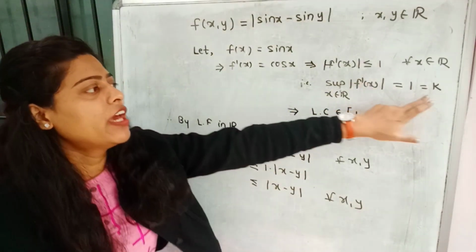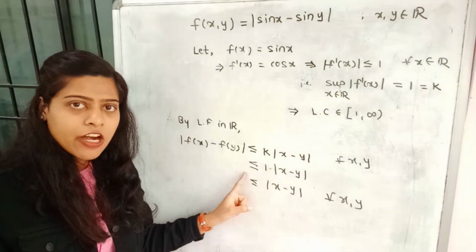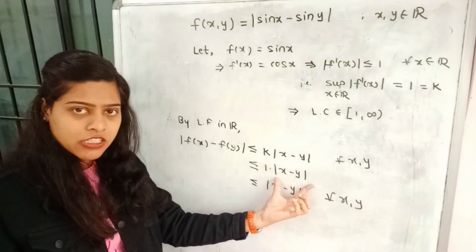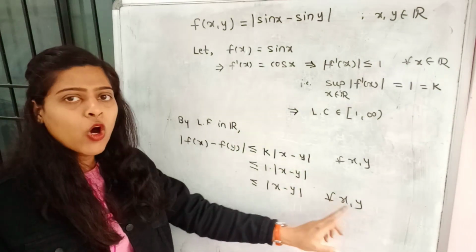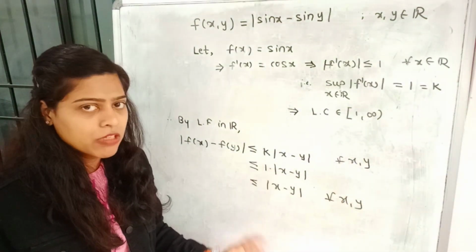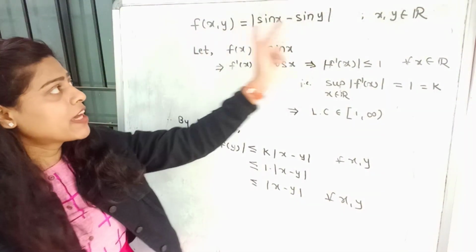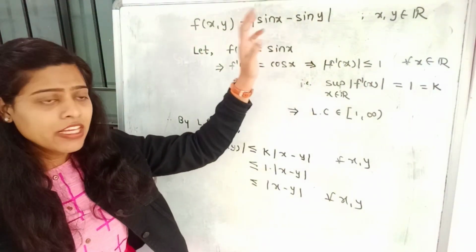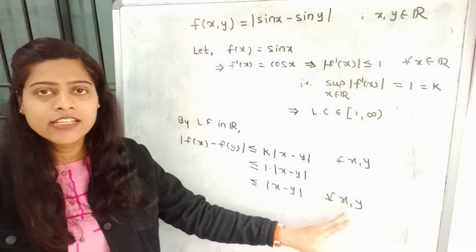Now here we have k equal to 1. Put that value here, that is less than or equal to 1 times modulus of x minus y, which is nothing but less than or equal to modulus of x minus y for all x comma y belongs to real numbers. Now check in the options. So option number 2 is true, that is f of xy, which is modulus of sin x minus sin y, is less than or equal to modulus of x minus y for all x comma y.